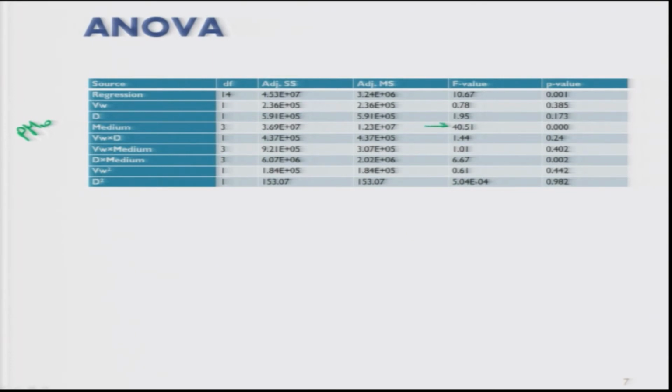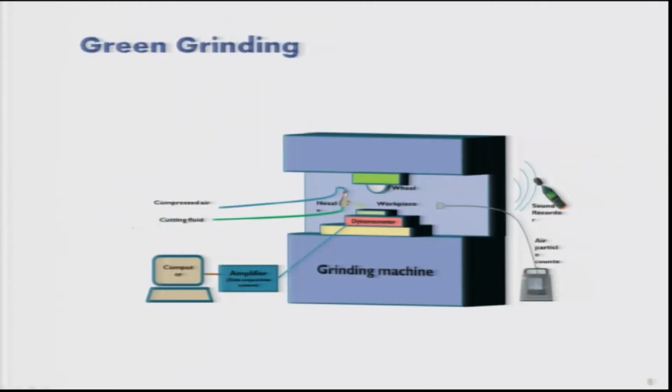So, within this category there is not much change, but across the medium, that is dry, flood, MQL using mineral oil, and MQL using green oil, there is a significant difference of variance here. So, this is my setup, which we even discussed in the previous lecture.